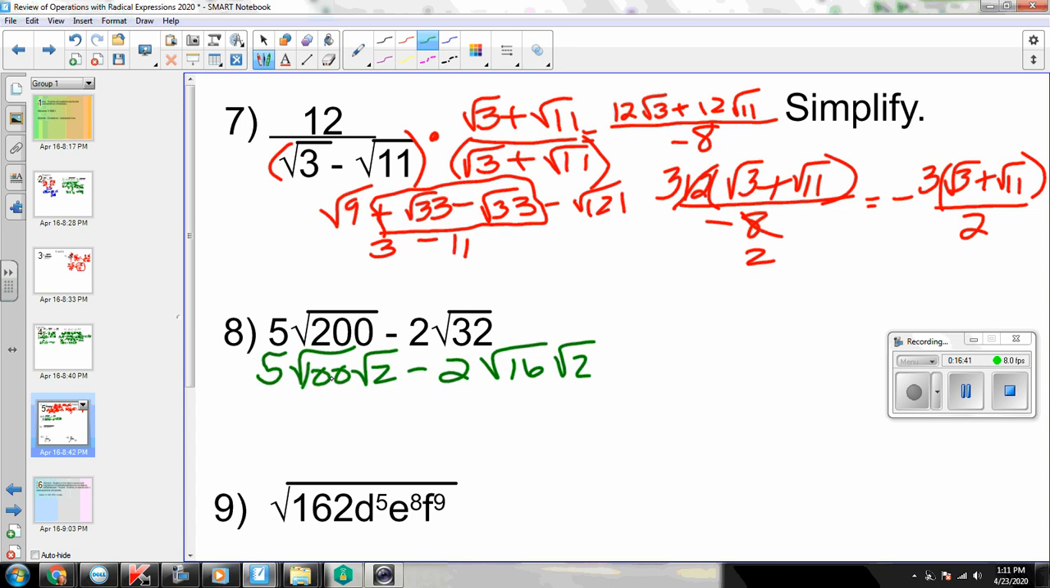The square root of 100 is 10. 5 times 10 is 50, so I'll have 50 radical 2. The square root of 16 is 4, so 2 times 4 is 8 radical 2. Now I can subtract these because the radicands are both 2's. So 50 radical 2 minus 8 radical 2 would be 42 radical 2.